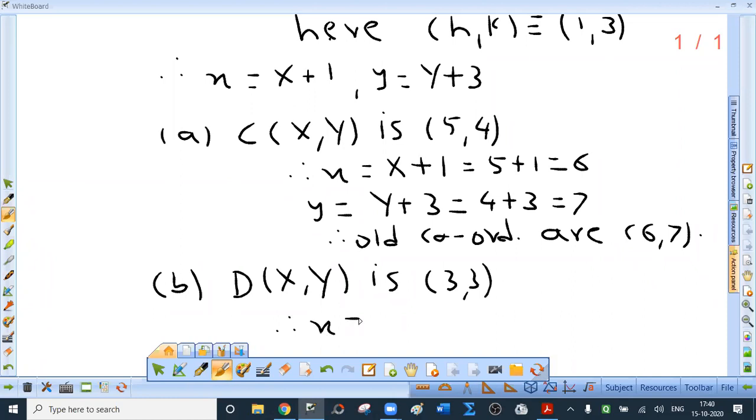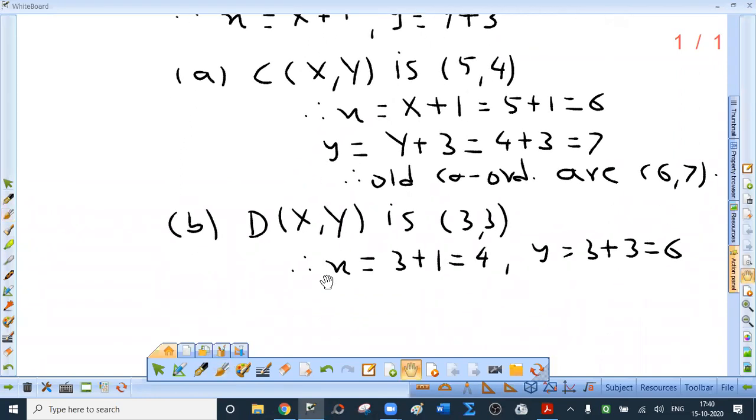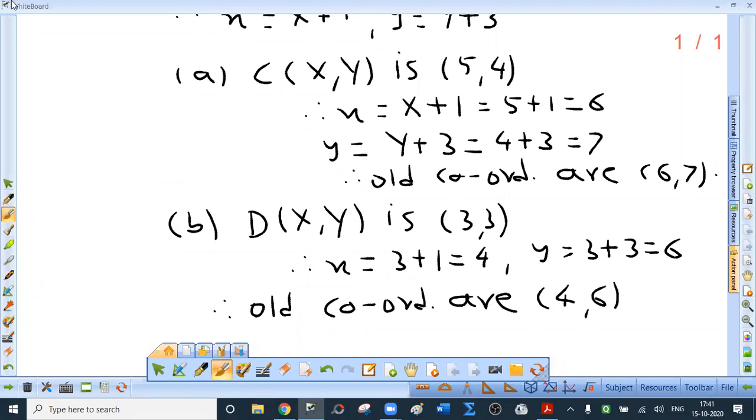So it is small x, it is 3 plus 1 equal to 4. Right? And what is small y? 3 plus 3 equal to 6. What is asked? Old coordinates. So old coordinates are (4, 6).